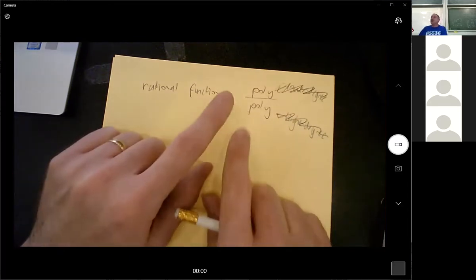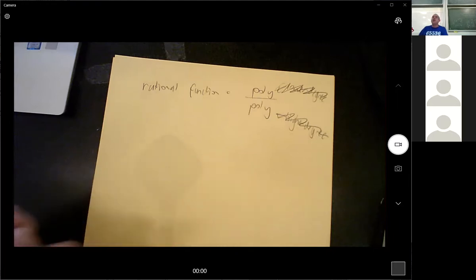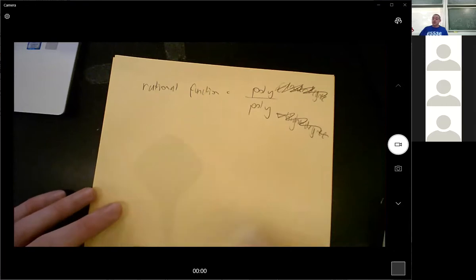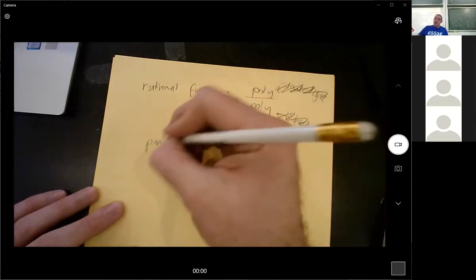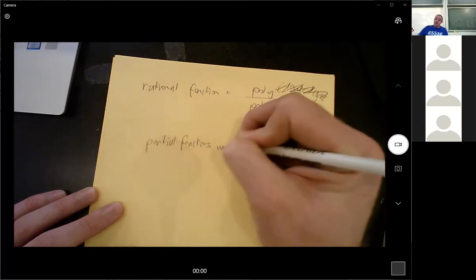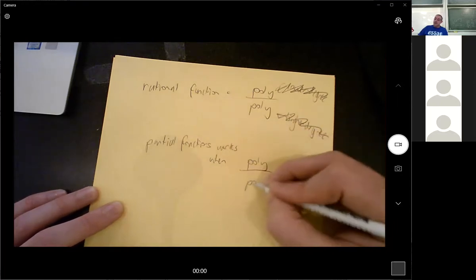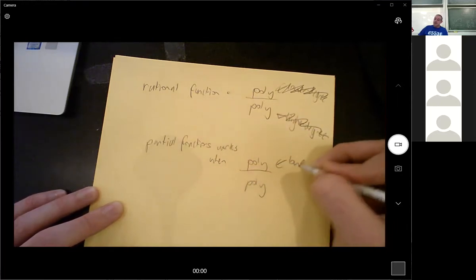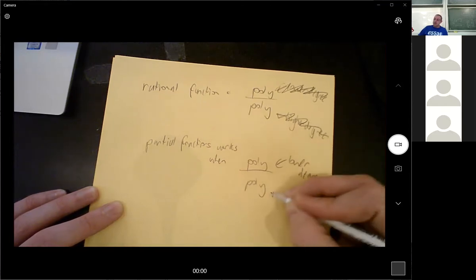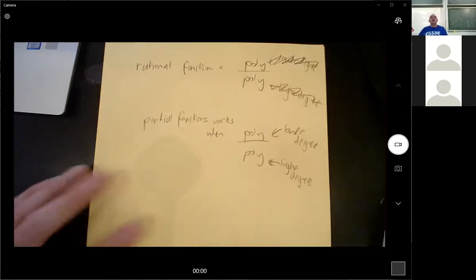A rational function is allowed to have a higher degree on the top than it is on the bottom. That's still a rational function, but the partial fractions process only works when the top is lower than the bottom. So partial fractions needs a lower degree on the top, higher degree on the bottom.